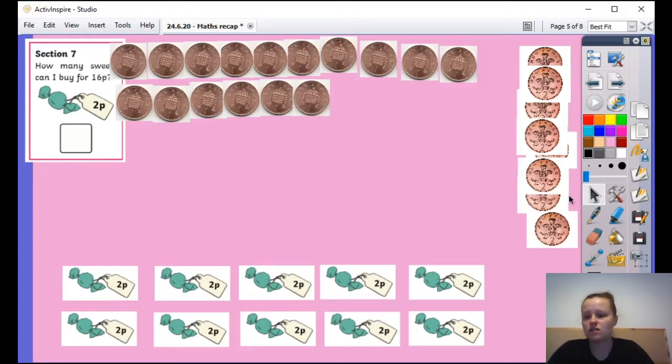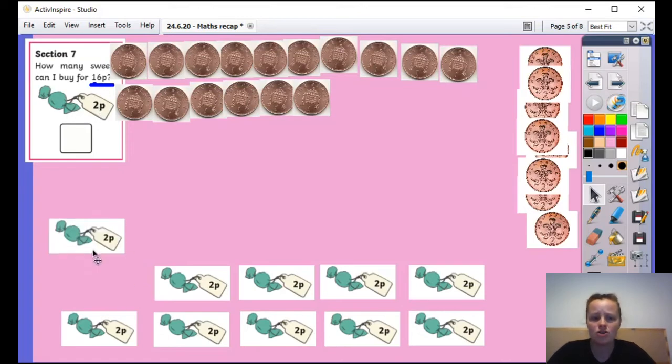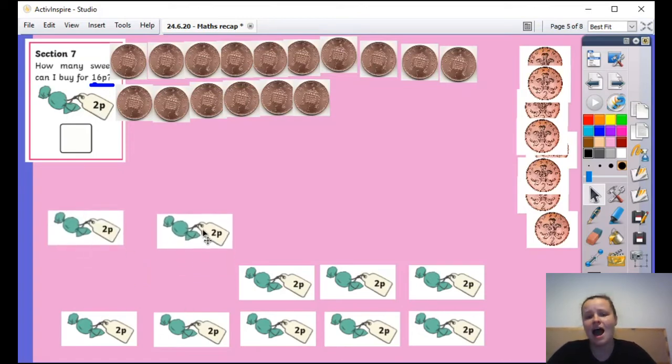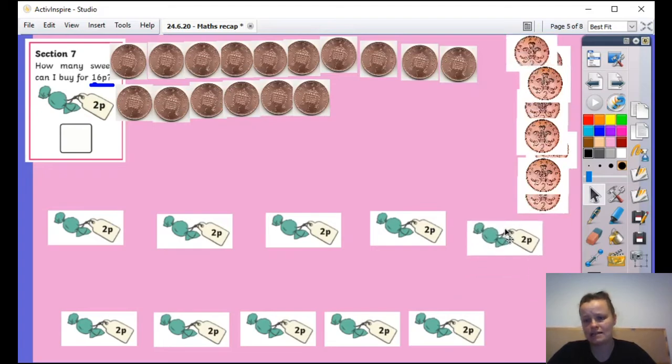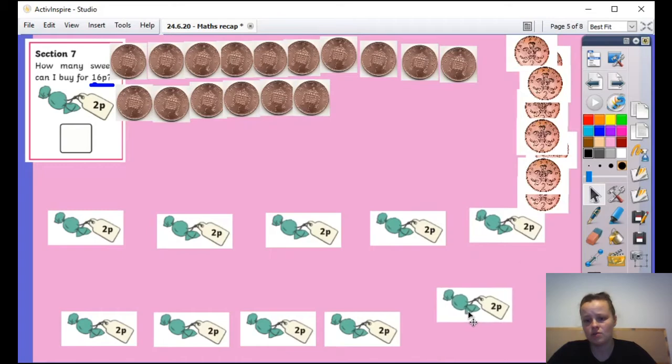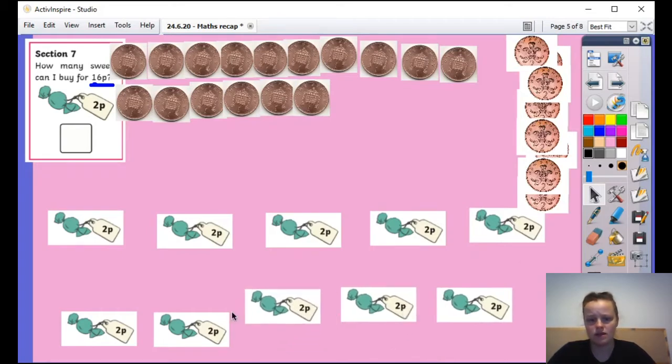Okay, so if I've got 16p, look here, I've got 16p in my purse. That means I could have 16 pennies, and I need to see how many sweets I can buy. So let's have a look closely at the question. Each sweet is worth 2p, so each one costs the same as 2 1p's. So those sweets cost 2 pennies each. Okay, so we need to see how many sweets we can buy.